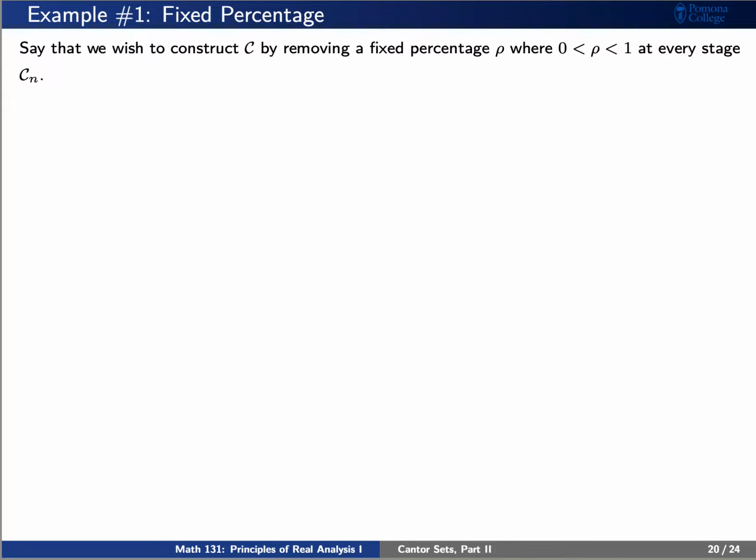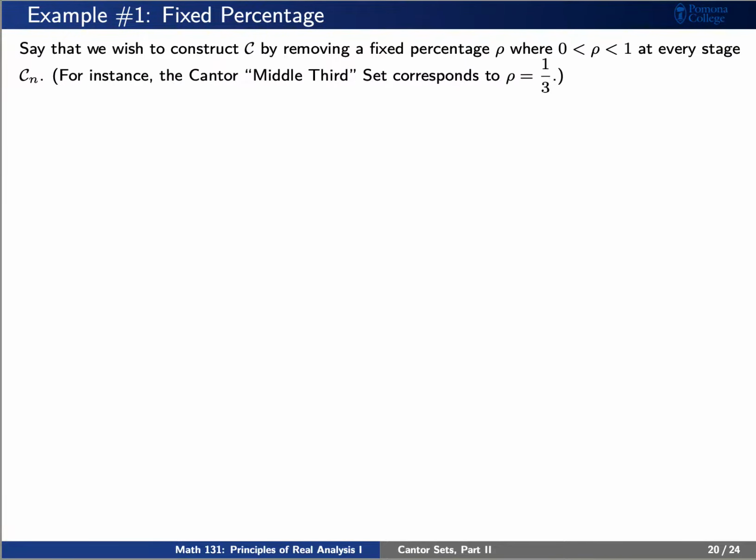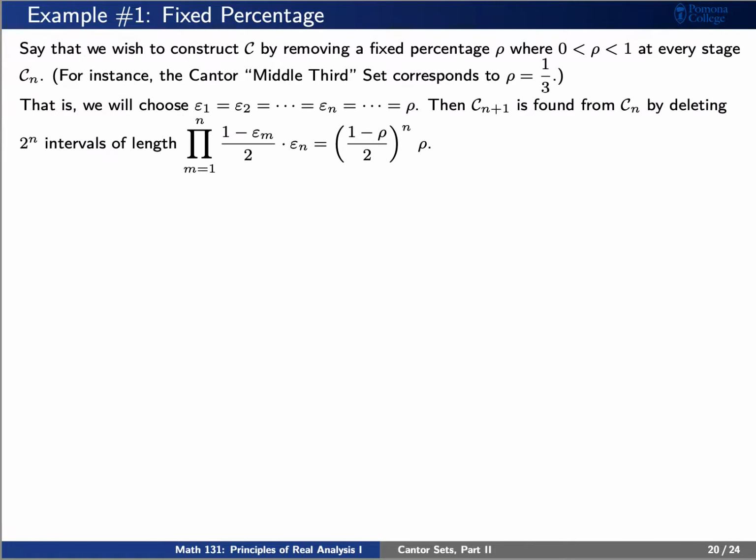Let's end today's lesson by going over a couple of examples to explain how our two motivating examples fit into this construction. Say that we wish to construct the set C by removing a fixed percentage of every interval, where the percentage rho is some number between 0 and 1. For instance, the Cantor middle third set corresponds to removing the fixed percentage of 1/3. What we'll do is choose epsilon 1, epsilon 2, epsilon n to be this fixed percentage rho.